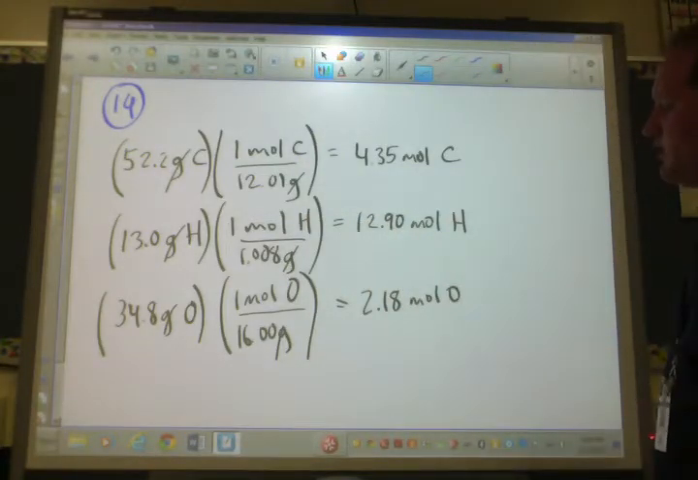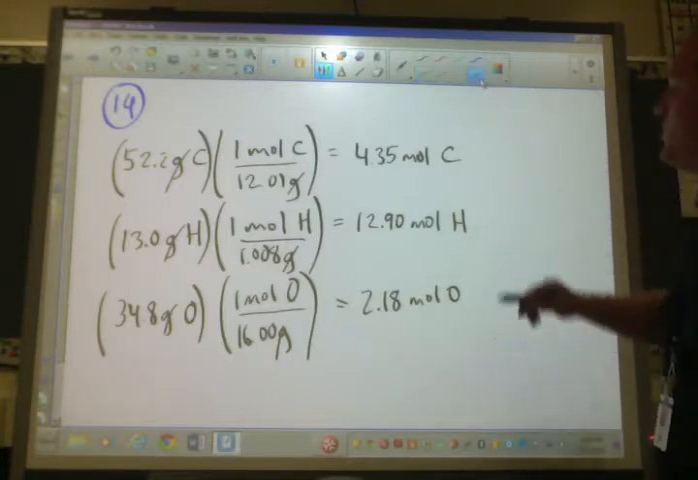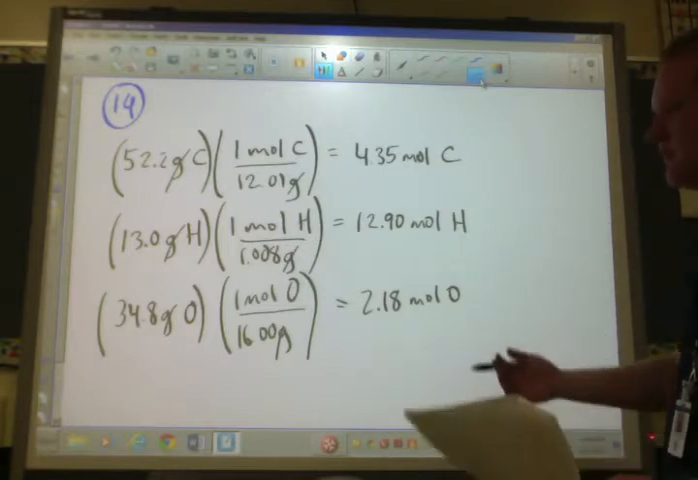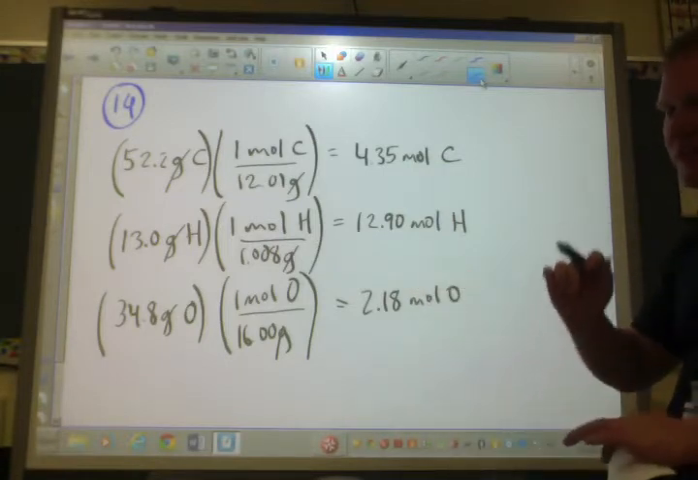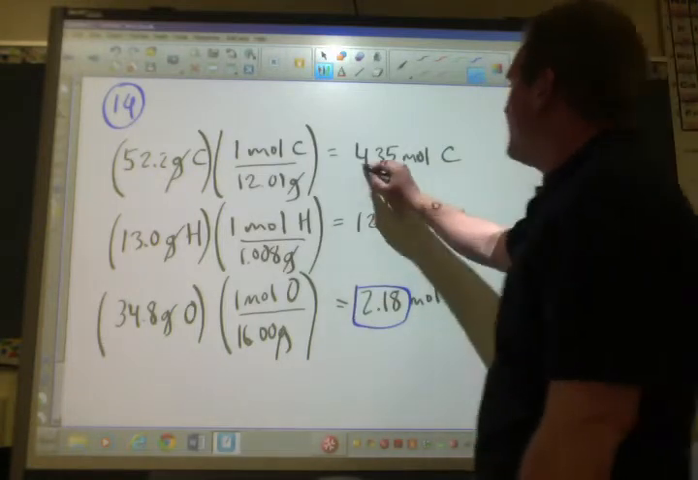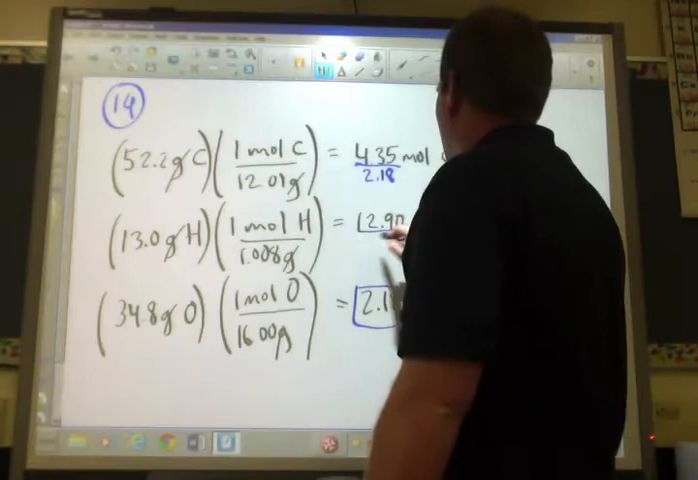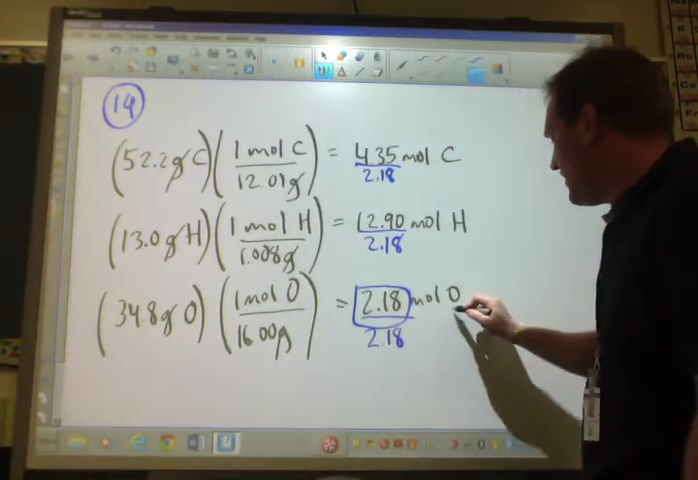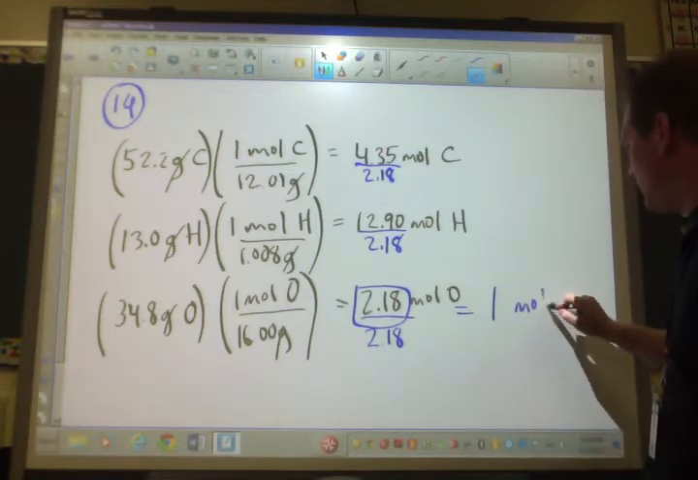Now, if you can see the pattern, you can write your formula, but I can't really see, well, I can sort of tell what it's going to be because that seems to divide pretty evenly into that. But basically, if you can't see the formula, what you do is find whichever one is the smallest and divide all the numbers by that. And by doing that, you're going to basically turn the smallest one into 1 mole. So the smallest one here is 2.18. So I'm going to divide this by 2.18, and I'm going to divide this by 2.18. And obviously, if I divide that by 2.18, it becomes 1 mole of oxygen.